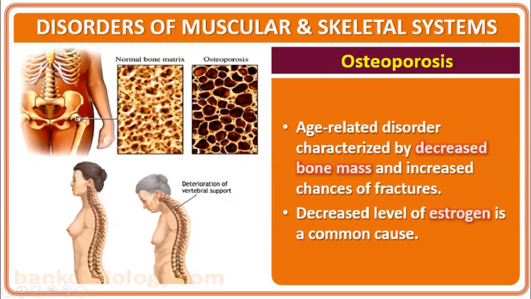This is a normal bone, guys. I just forgot to take the pen, so today I'm writing with the mouse. That's why I'm not taking the risk of drawing on these slides. So this is a normal bone matrix, but in a person with osteoporosis, porous bone will develop. This is an age-related disorder characterized by decreased bone mass and increased chances of fractures. One of the main causes of osteoporosis is the decreased level of the female sex hormone, estrogen. Clear guys?